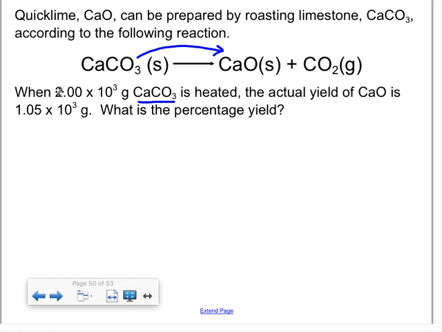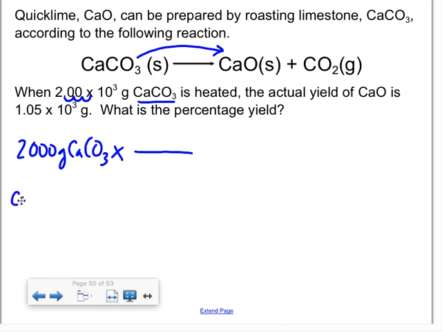So you start with what you're given. 2.00 times 10 to the 3. Well, if I move the decimal place over 3 places, I actually have 2,000 grams of CaCO3. Now I got to convert this to CaO, and I got to get it to grams because they give it to me in grams. So I'm going from grams to grams. Well, to get from grams of calcium carbonate to grams of CaO, I got to convert this to the mole, so I can use the mole ratio. So let's figure out the molar mass of CaCO3, so I can get to moles of CaCO3.